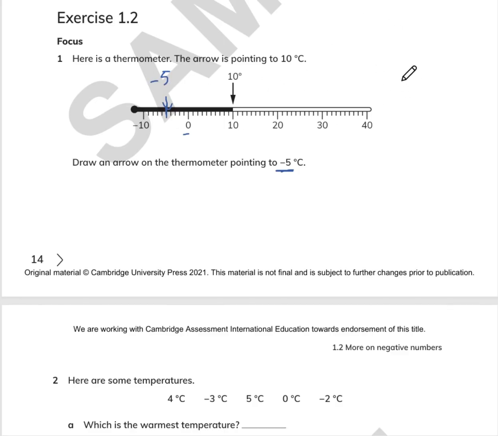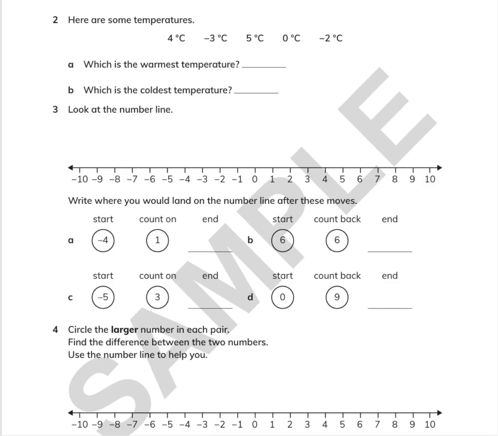Now let's move to the second question. Question number 2: here are some temperatures: 4 degrees centigrade, minus 3 degrees centigrade, 5 degrees centigrade, 0 degrees centigrade, minus 2 degrees centigrade. Which is the warmest temperature? You can find the greater number; the greater the number, the warmer the temperature. This is 5 degrees centigrade.